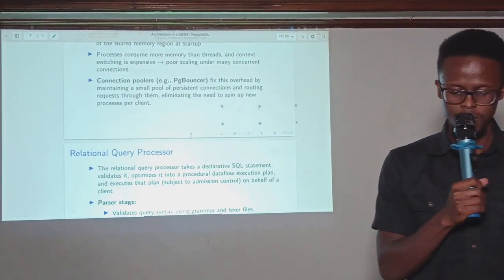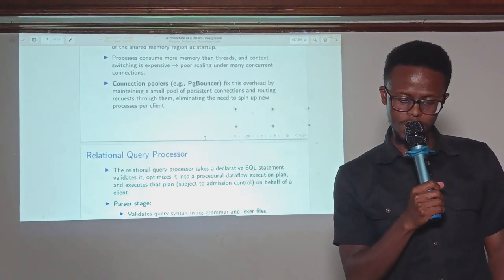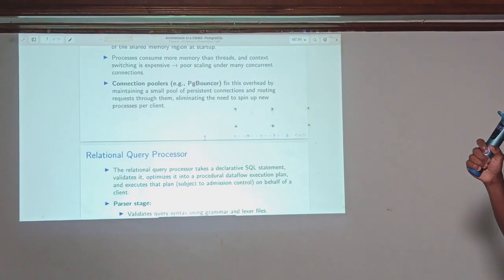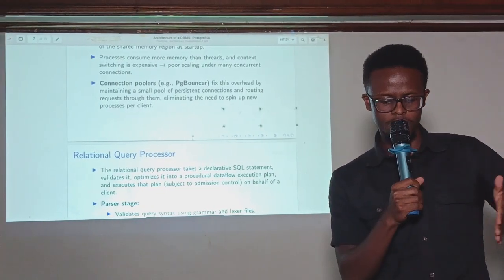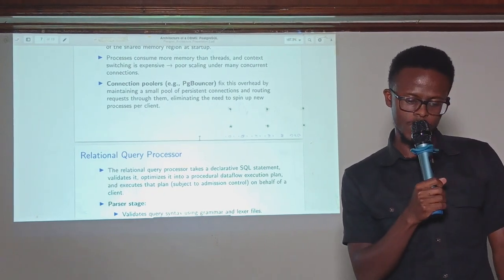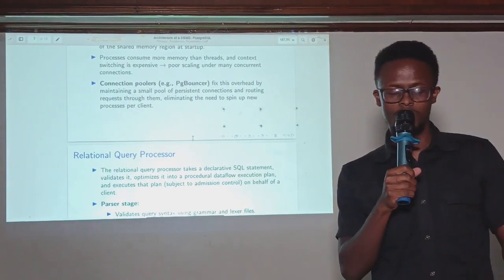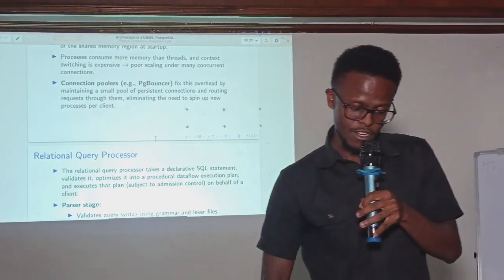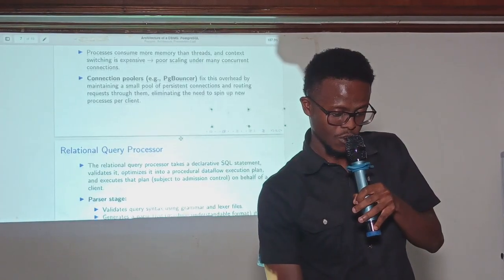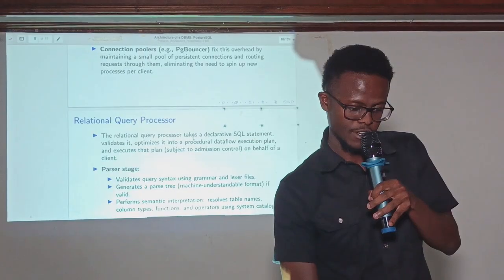Many of us have heard about PgBouncer. It's a connection pooler. It fixes this memory overhead by maintaining a small pool of persistent connections and routing requests through them. This eliminates the need to spin up a new process for every client. So having a connection pooler is really important for your Postgres setup.